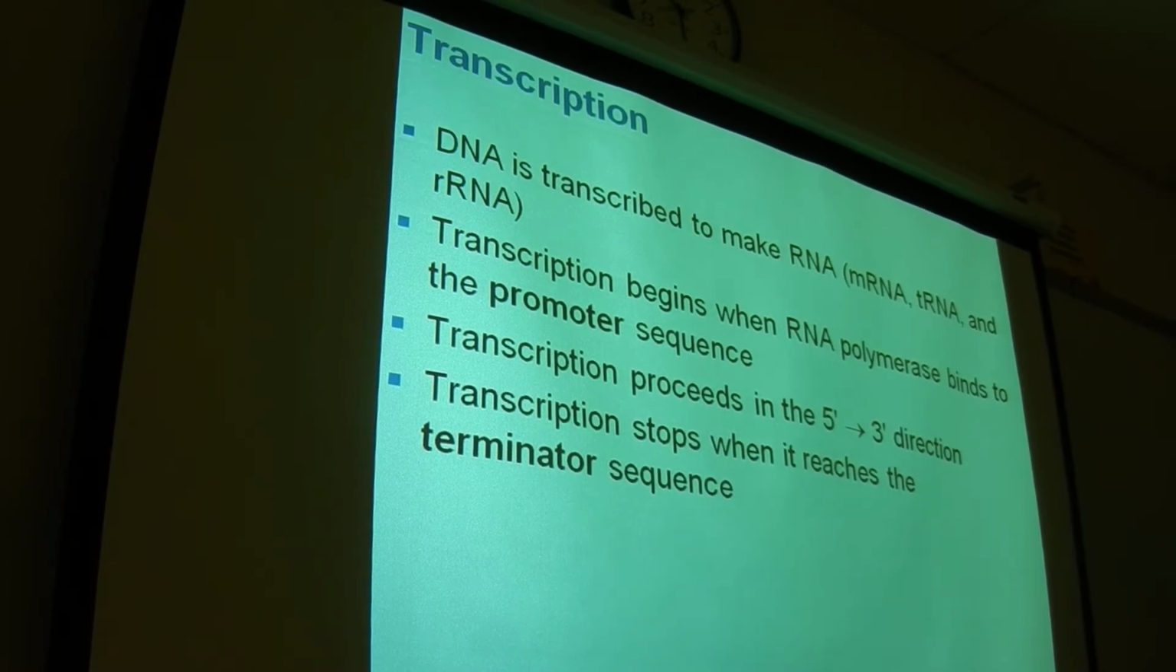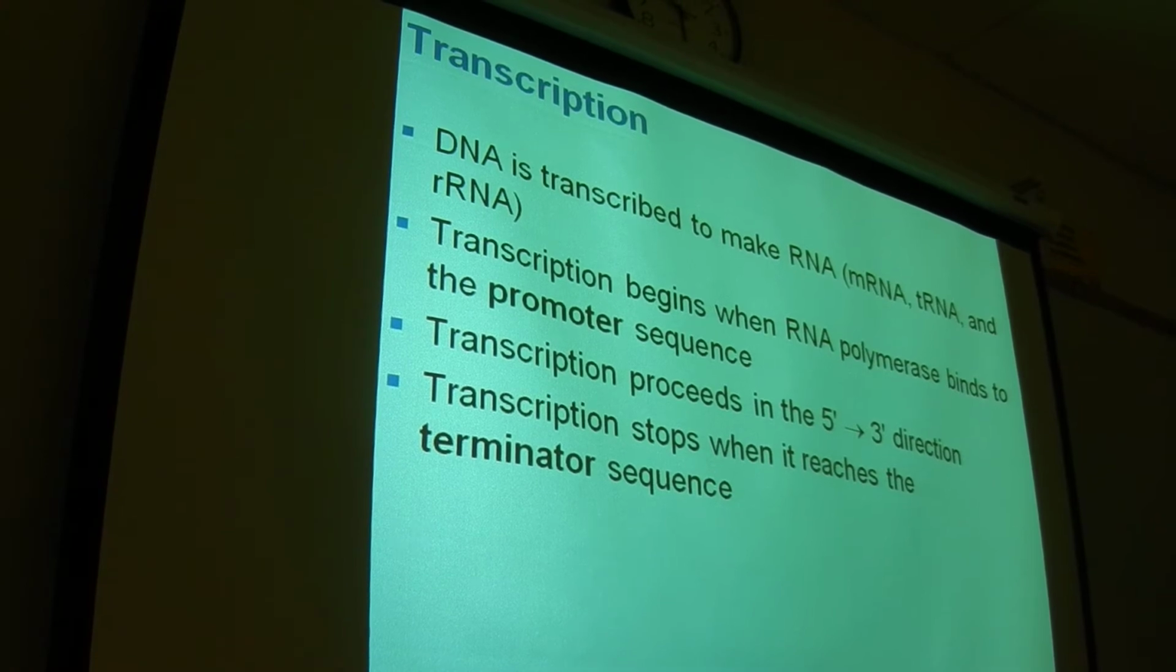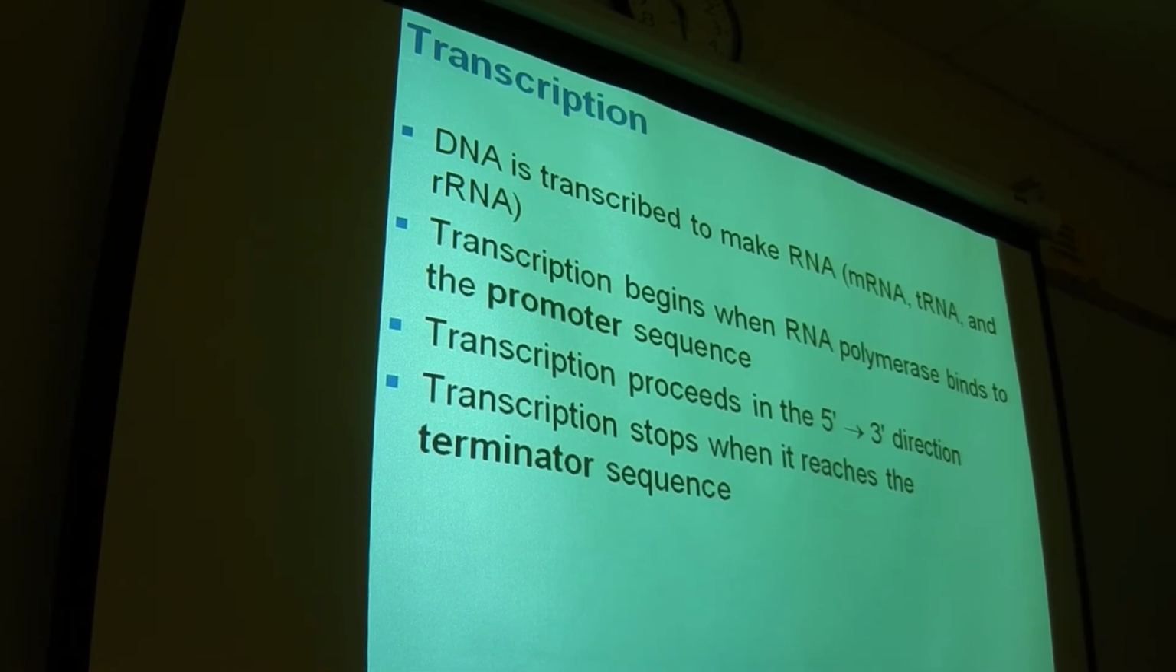Transcription begins when RNA polymerase binds. So what we did when we talked about replication, it was DNA polymerase that made DNA and made more DNA. RNA polymerase starts with DNA and makes RNA. Transcription begins when it binds to a promoter sequence in the DNA. Transcription also proceeds in the 5' to 3' direction, and it stops when it reaches a terminator sequence. So you want to know promoter sequence and terminator sequence. And I'll show you how that works.